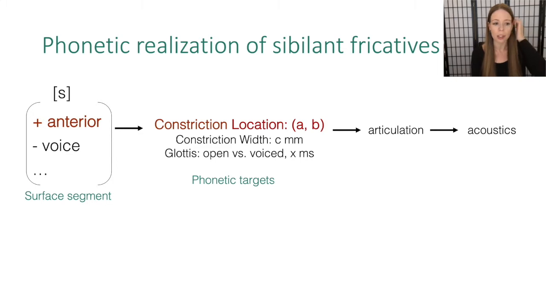So in this case, a natural phonetic target abstract for the anterior feature might be something like constriction location. So where exactly should the tongue go? What's the coordinates in the mouth where the constriction should be made? Other phonetic targets that might be relevant just in the articulation of an S would be the constriction width, the state of the glottis, but we're going to focus on the phonetic targets for the anterior feature in general. These phonetic targets, of course, are then articulated physically and give rise to an acoustic physical form.